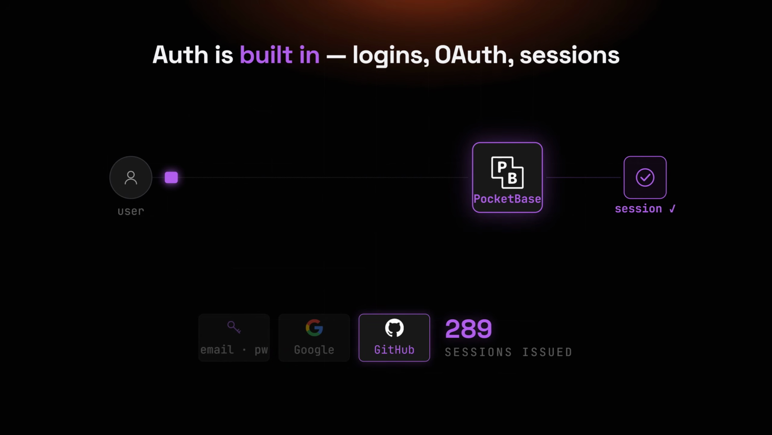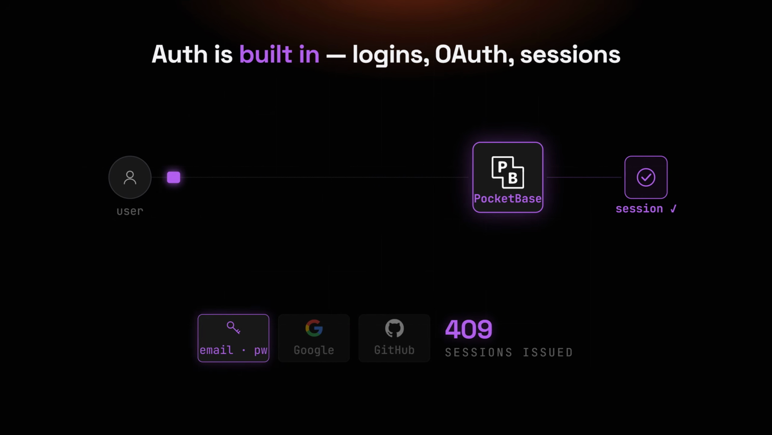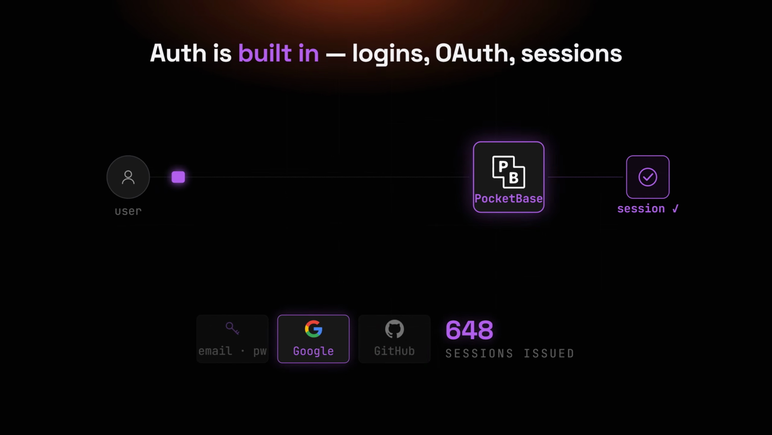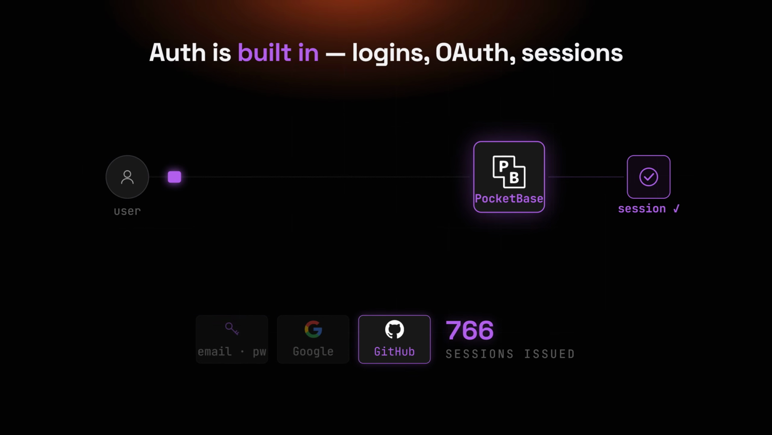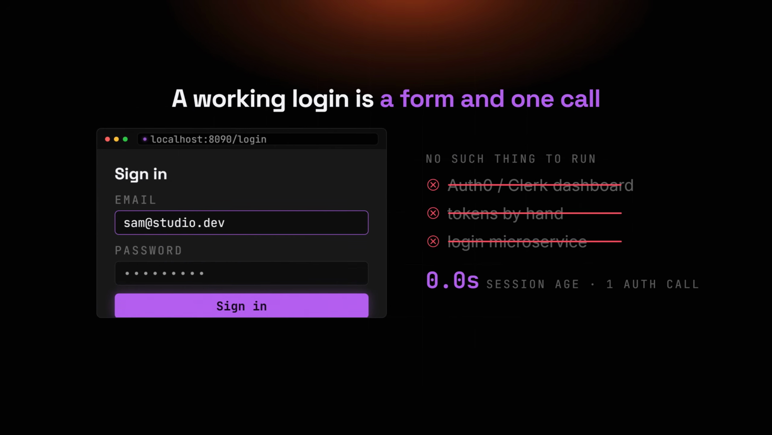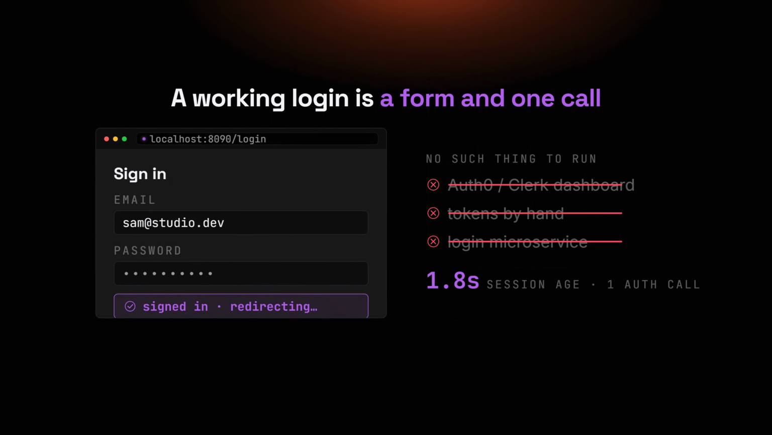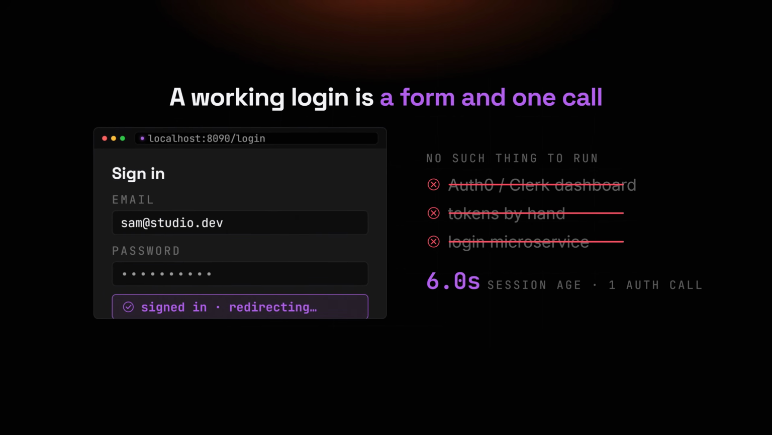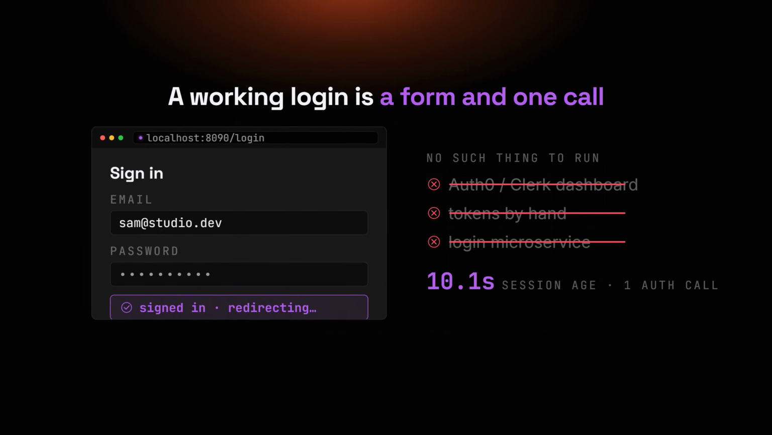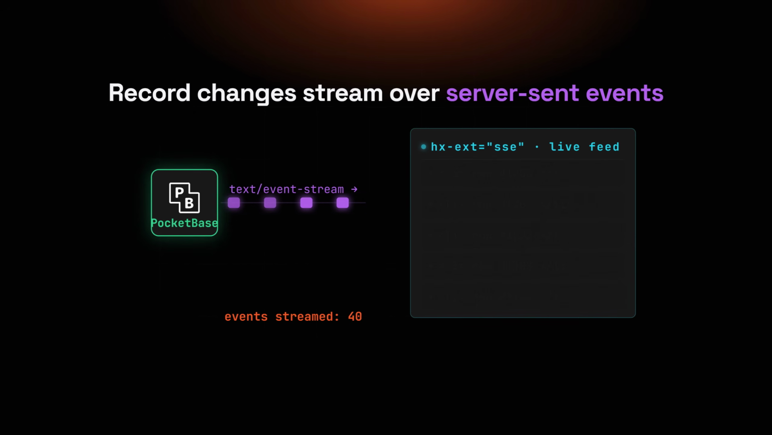Auth is already here, email and password, plus OAuth with Google, GitHub and the rest, with sessions and password resets included. The admin panel manages those users for you too. A working login is a short HTML form that posts to your root, one PocketBase call to check the password, and a redirect. There is no third-party auth dashboard, no tokens to juggle by hand, and no separate login microservice to run.